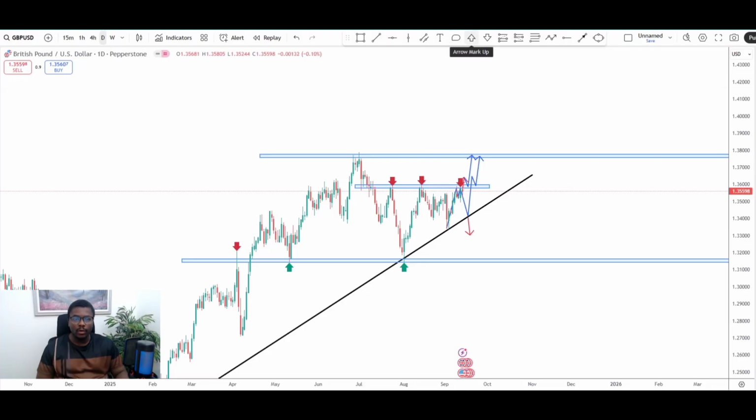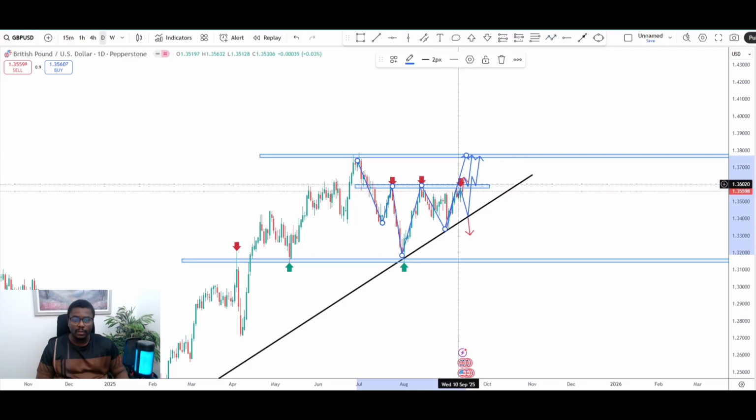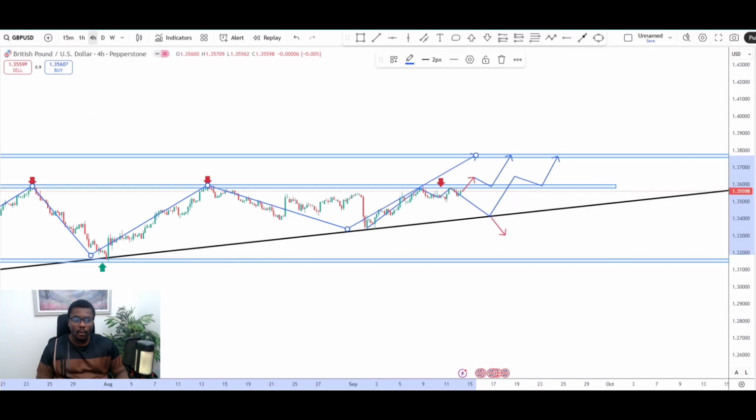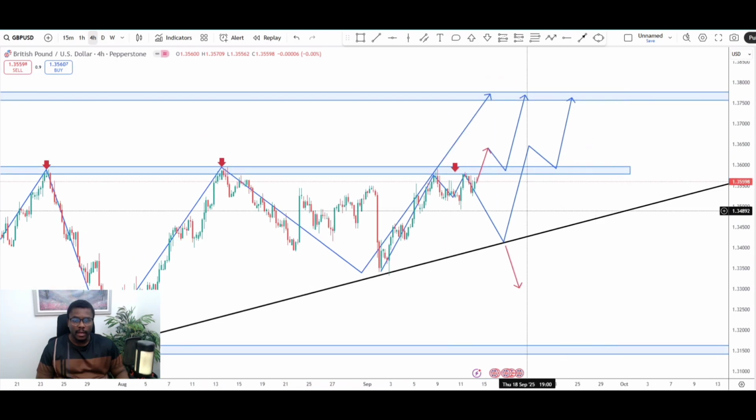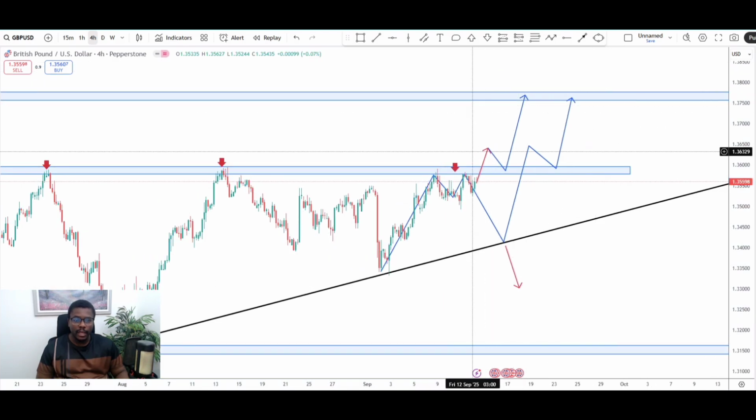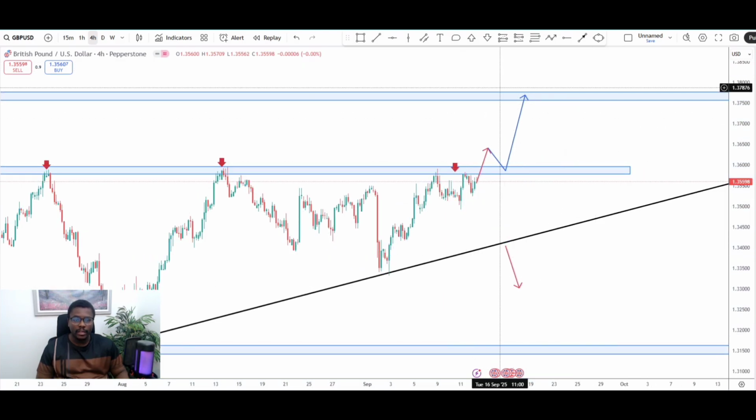Again, looking at this broadly, as I mentioned previously, as we can see, this is an inverse head and shoulder pattern as well, with this being the neck of the inverse head and shoulder pattern, and we'll just be waiting to see if price breaks that neck. So going back down to the 4-hour time frame, entries for GBP USD, I would say, would be when price breaks this resistance level around the 1.358 area.